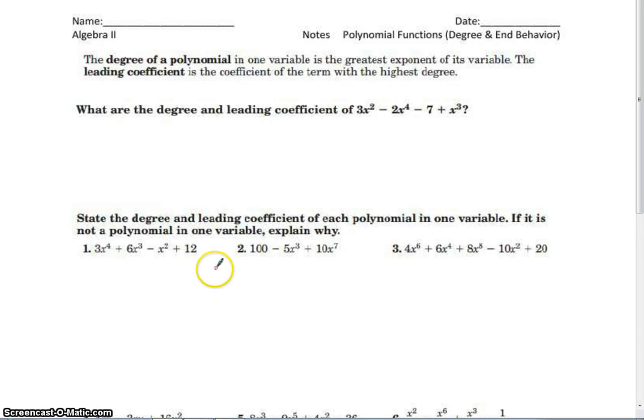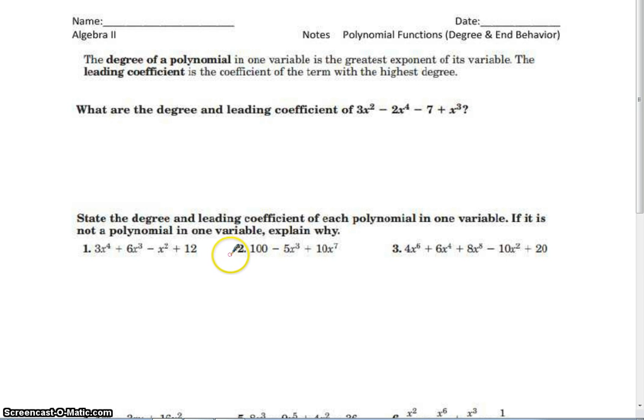This is for Algebra 2. We're looking at polynomial functions, and what we're going to talk about today are the degree of a function and the end behavior. So to start with, the degree of a polynomial in one variable is the greatest exponent of its variable. The leading coefficient is the coefficient of the term with the highest degree.